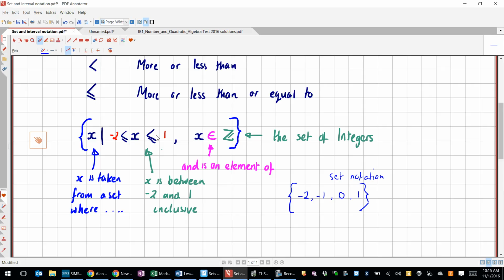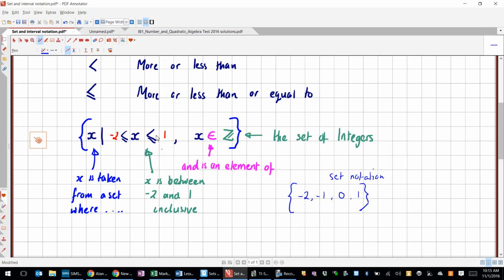Well, that's just saying x has to be between minus 2 and 1. But if I had just that, how many numbers are there between minus 2 and 1? There's a lot. There's actually an infinite number of numbers between minus 2 and 1, because you can go to any number of decimal places.